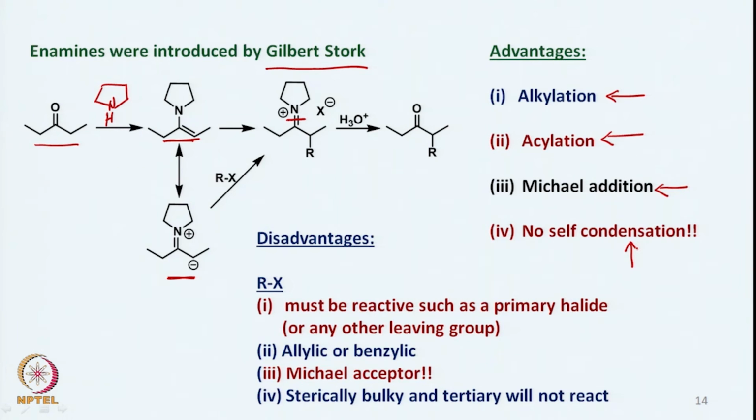But what are the disadvantages of this Stork enamine reaction is that the RX has to be very reactive, preferably a primary halide or any other leaving group like tosylate or mesylate or triflate or whatever, and it is better to have allylic or benzylic groups as RX or Michael acceptor. Unfortunately, the sterically bulky and tertiary RX type of electrophilic molecules do not react with these enamines. So, there are some problems which are associated with it.